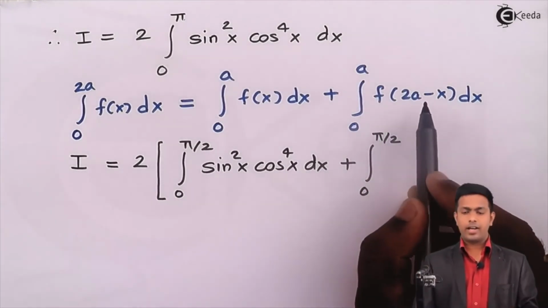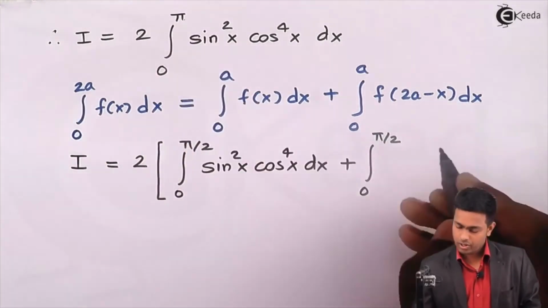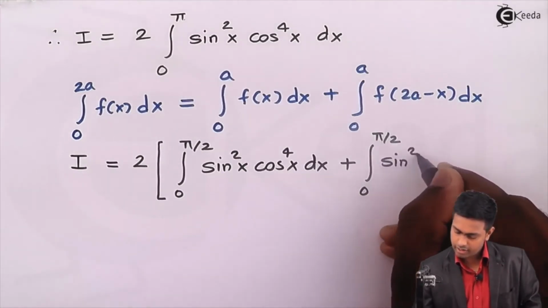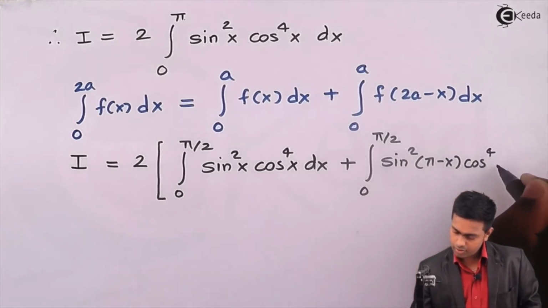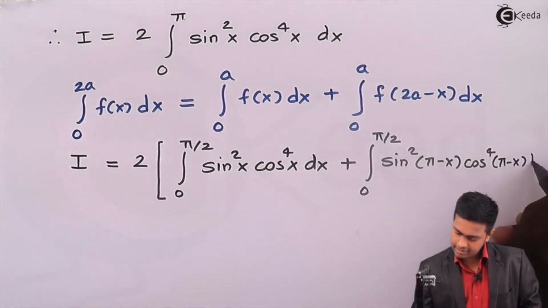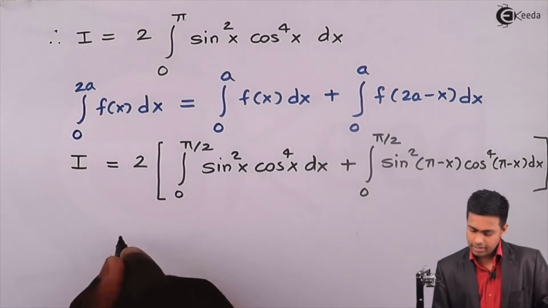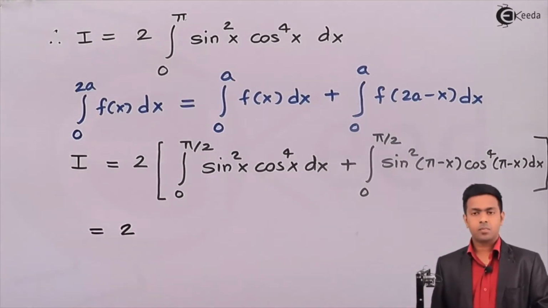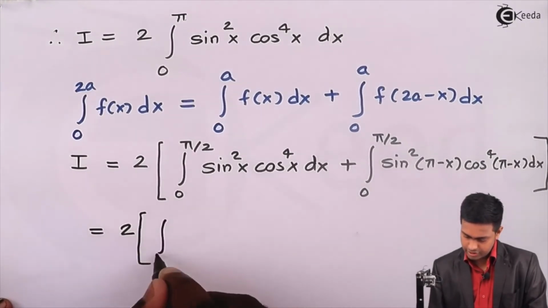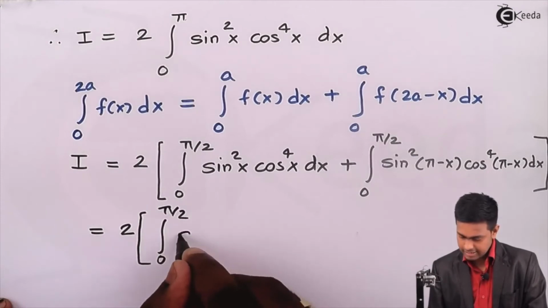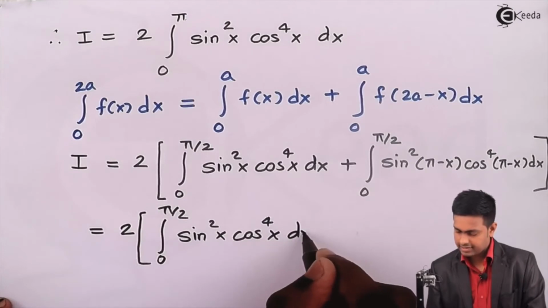Now here we have to find out f of 2a minus x. So here value of 2a is pi. So here I'll write it down sine square pi minus x into cos raised to 4 pi minus x dx. Now guys, the 2 is as it is. Here we'll say integration 0 to pi by 2 sine square x cos raised to 4x dx as it is.